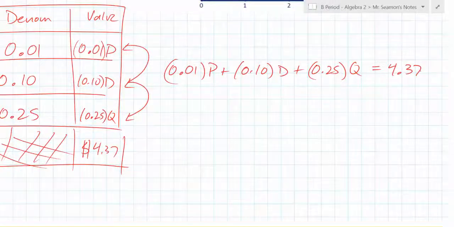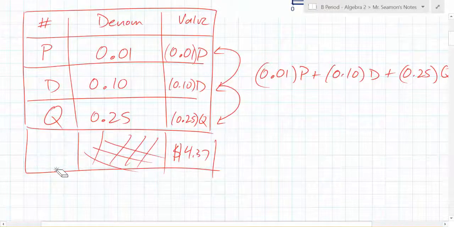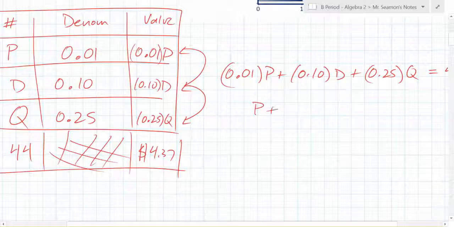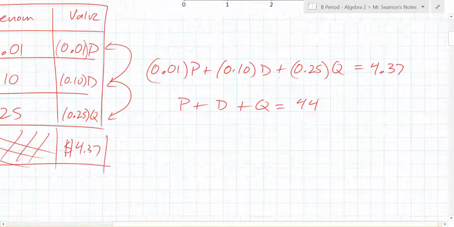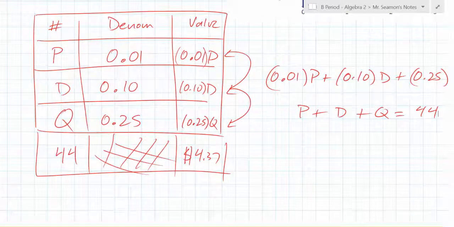Oh, 44 coins. Oh, we know the total. We could fill this one in. Let's fill in that box. So how many coins are there? What do you know about P plus D plus Q? What does that equal? 44. Okay, now we have 2 equations. But how many equations do we need at minimum? 3 of them.